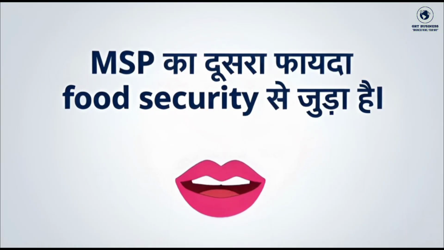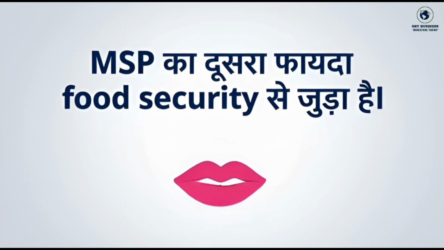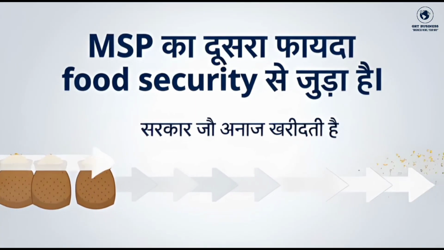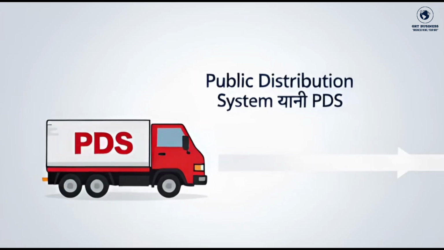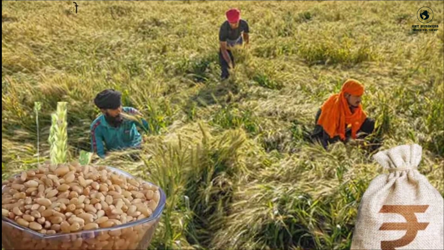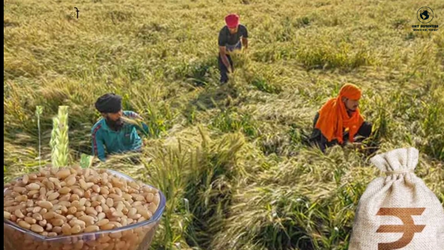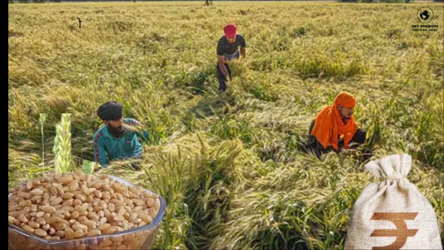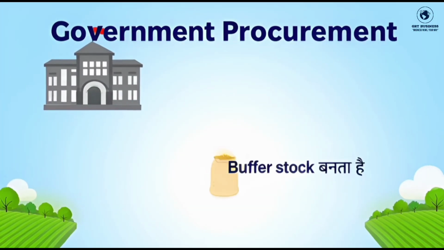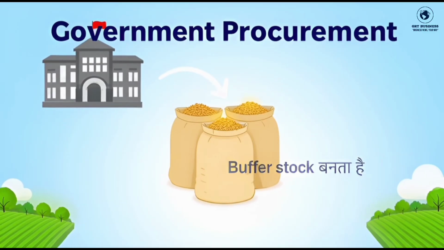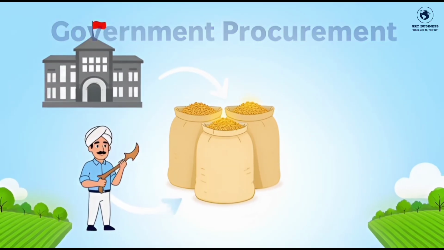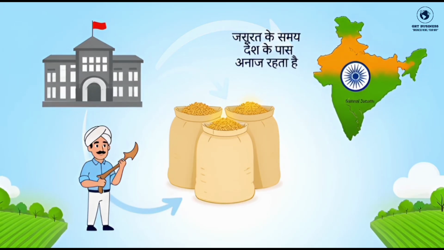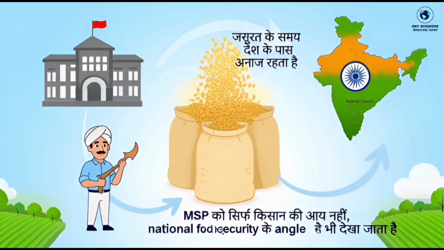The second benefit of MSP is linked to food security. A large portion of the grain purchased by the government is used in the public distribution system, PDS, and welfare schemes. This means MSP doesn't just provide price support to the farmer, but also supports the system that delivers grain to the poor families of the country. When government procurement happens, a buffer stock is created. Because of this, the country has grain available in times of need. Therefore, MSP is seen not just as farmer income but also from the angle of national food security.